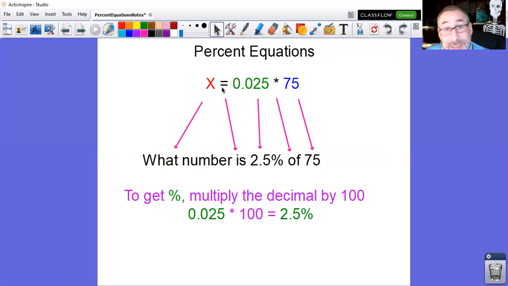What number is 2.5% of 75? Again, to get the percent, multiply the decimal by 100, and that's how that comes.